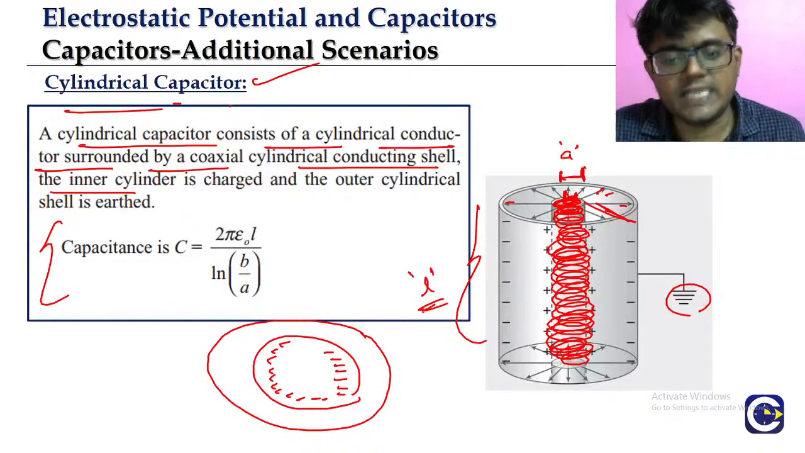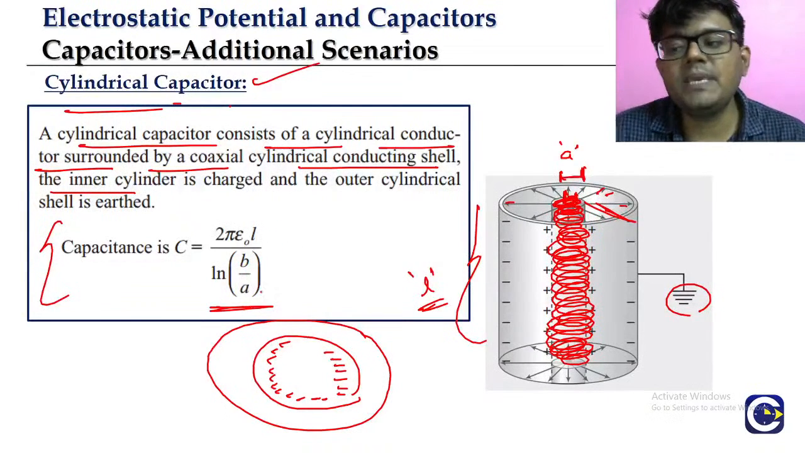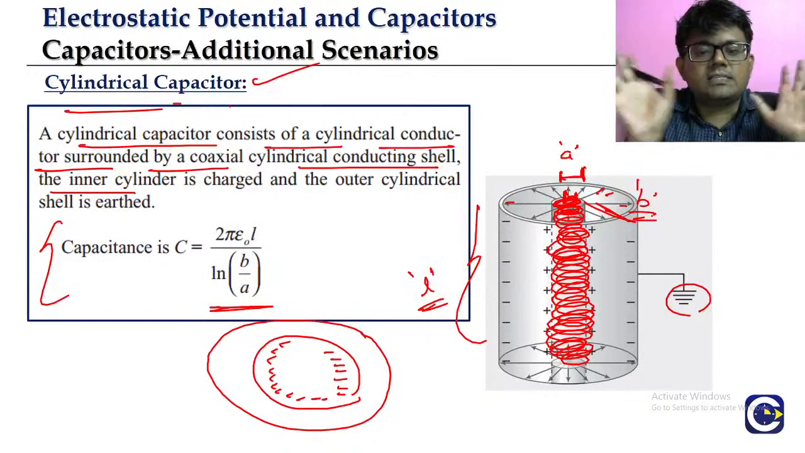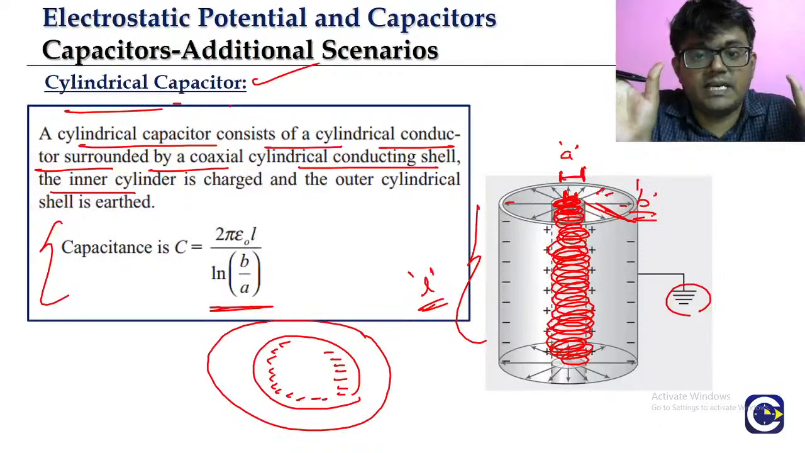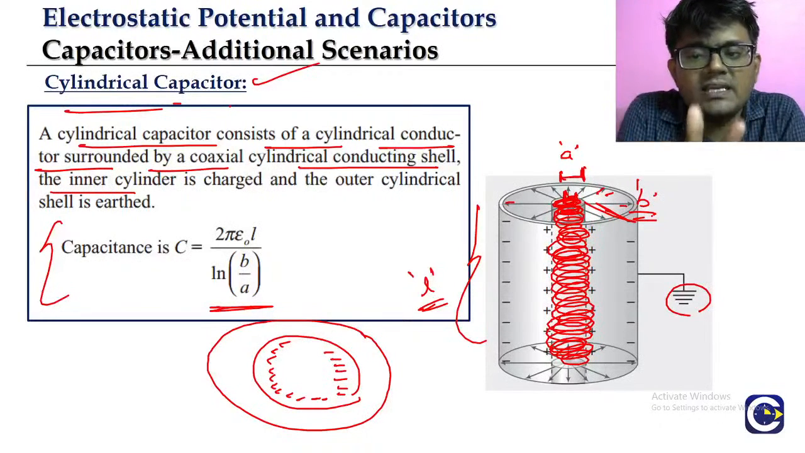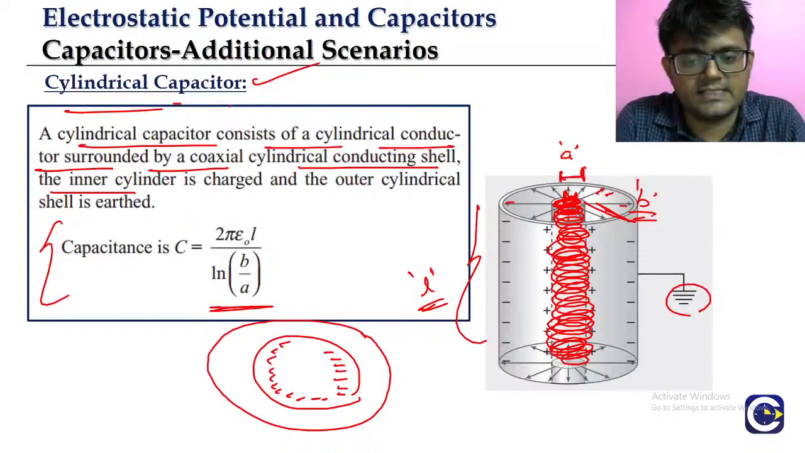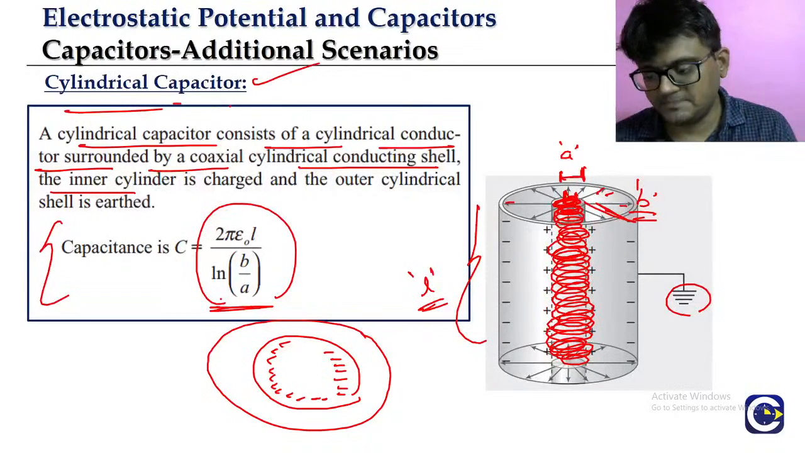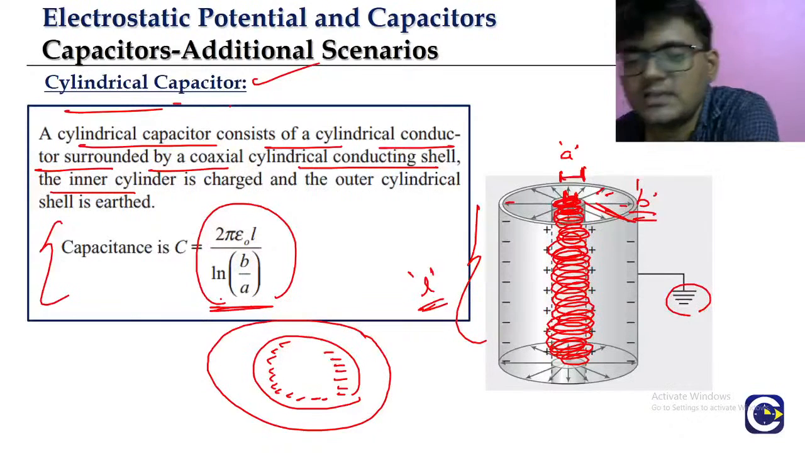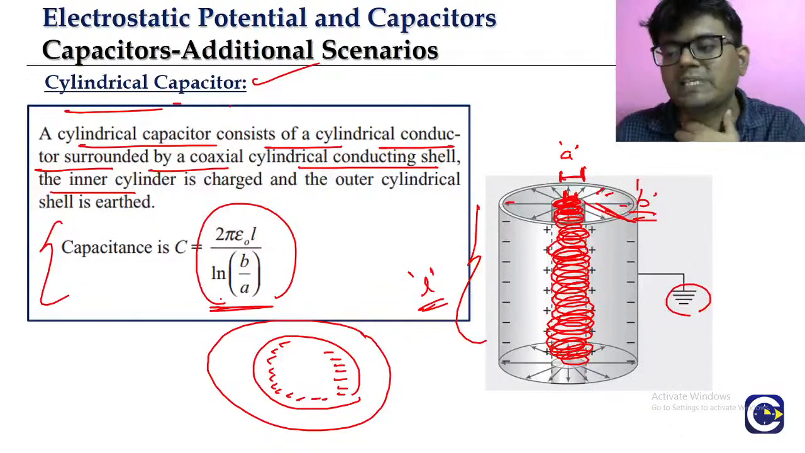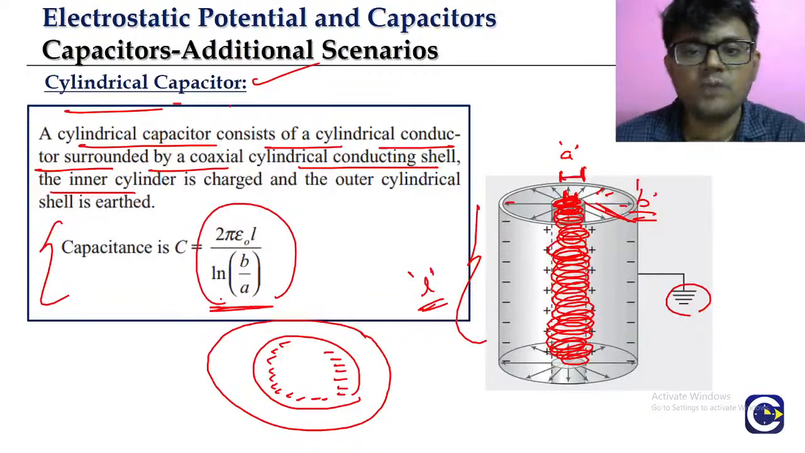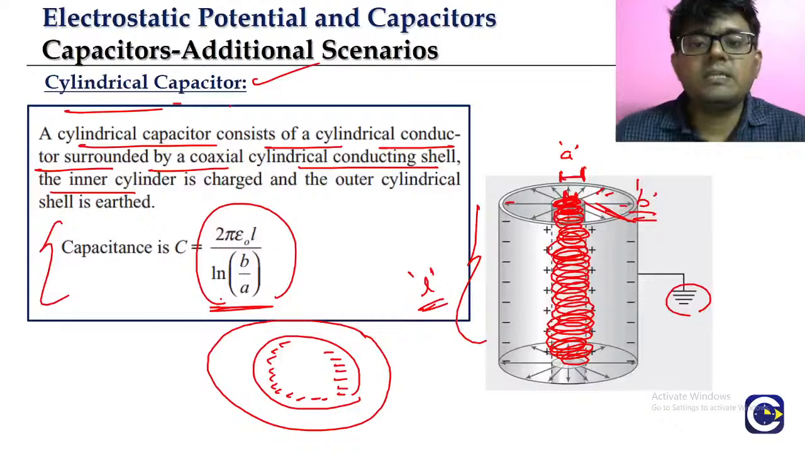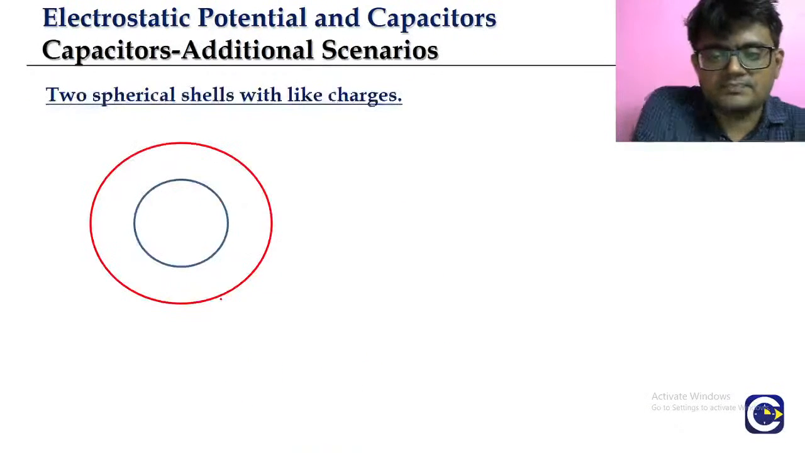L is the length of the cylinder, divided by ln b by a. b is the outer cylindrical shell's radius, the higher value. a is the inner cylindrical conductor's radius. Okay, this is the capacitance of the cylindrical capacitor. Maximum it won't come, but in case we get some questions, we should be ready with at least the formula. We should be knowing it. So this is about the cylindrical capacitor.